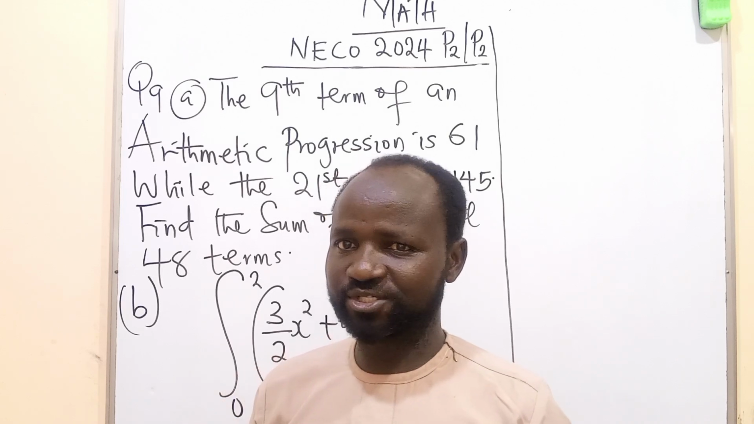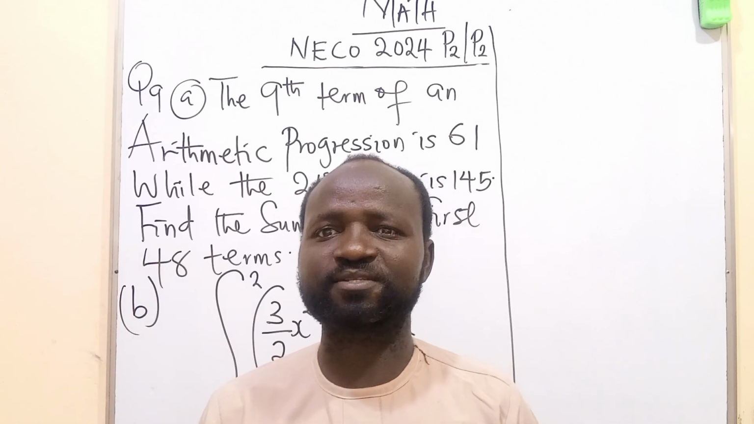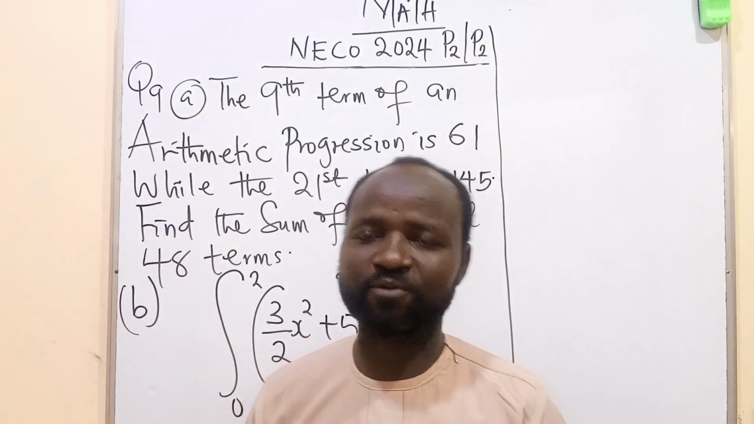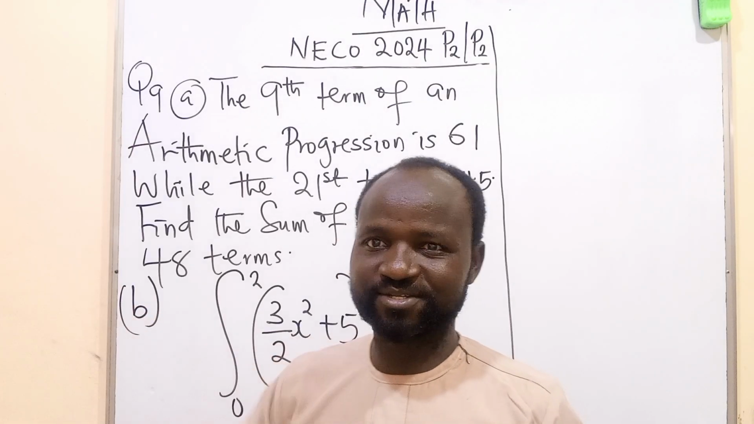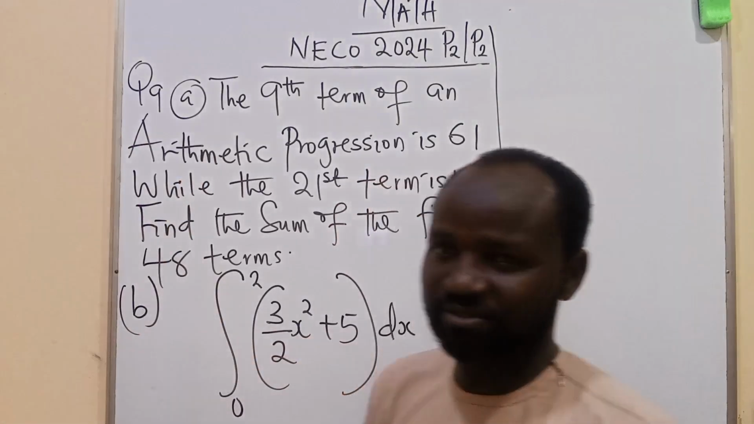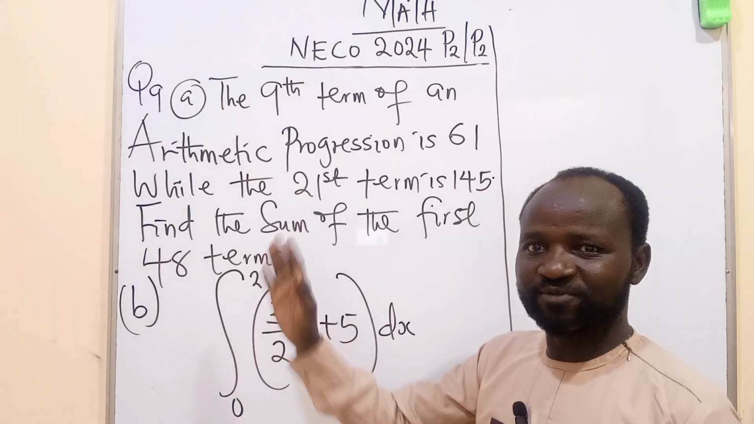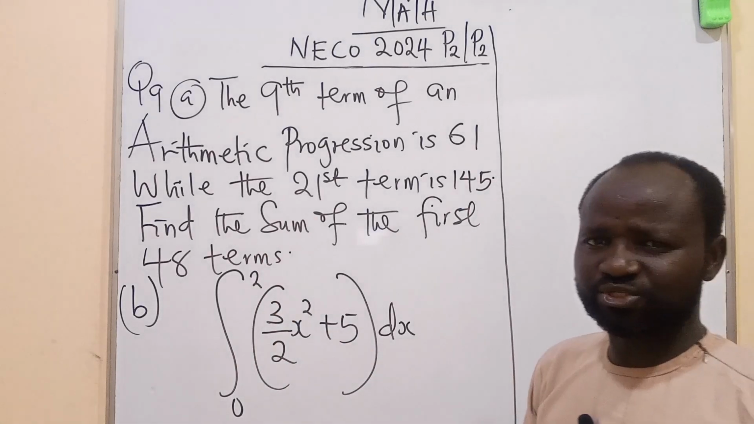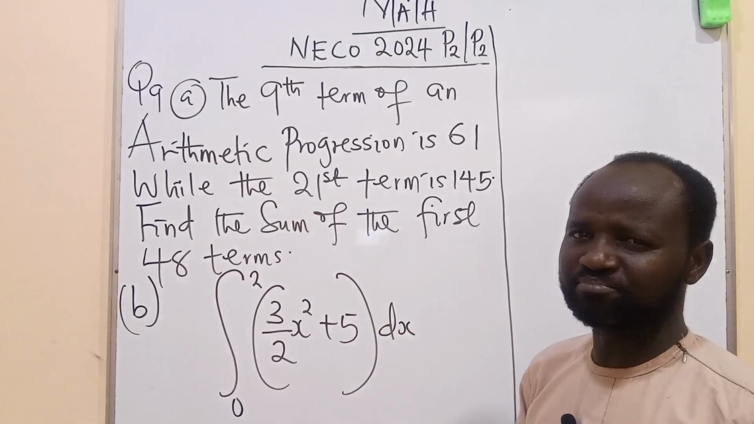In today's presentation, we continue with our solutions to Senior School Certificate Examination NECO 2024. This is paper 2 part 2 and this is mathematics. With us here is question 9a and 9b. In my previous video, I have solved question 1 to 8. This is question 9a and 9b.